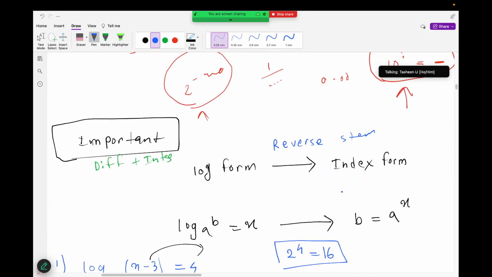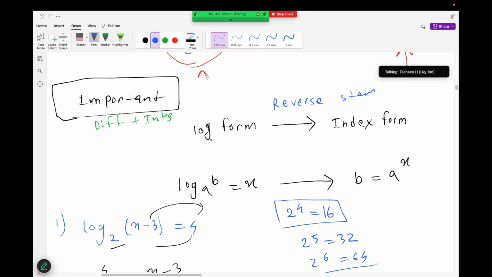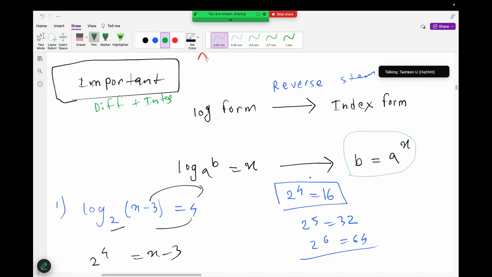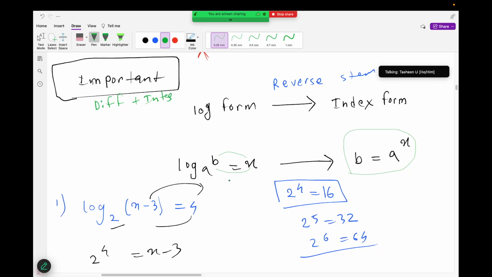You also have to be proficient in converting from logarithm to exponential. So if you have, let's say, log of base a, argument b, equals x, then you have to convert it to index form like this: b equals a to the power x. You just switch the b and x.